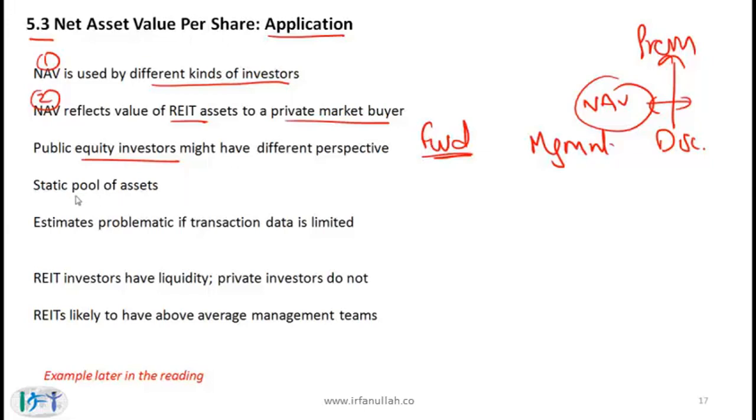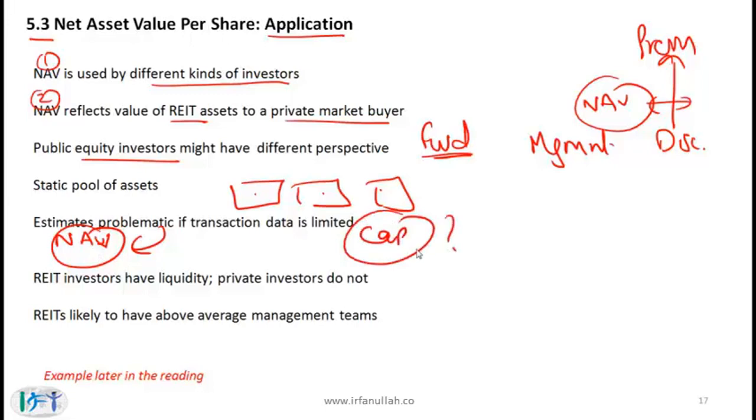Another point to consider is that REIT valuation essentially is looking at a static pool of assets. So effectively the method is that in a given REIT, let's say that there are 3 different office buildings across different parts of the US. In the NAV method, we are effectively coming up with the value of each of these static assets and adding them up. One issue with the NAV method is that if transaction data is limited, then we'll have a questionable NAV number because our cap rate then will be questionable, and hence the value that we come up with for our operating assets will not be quite reliable.